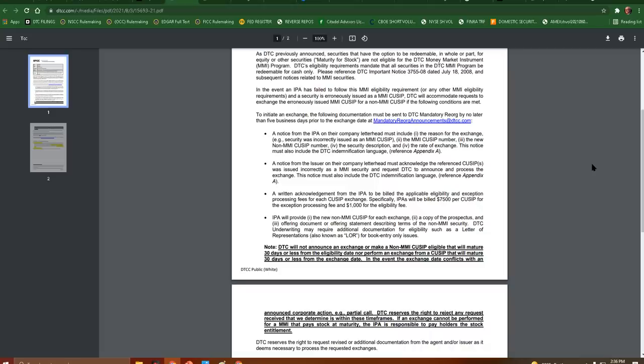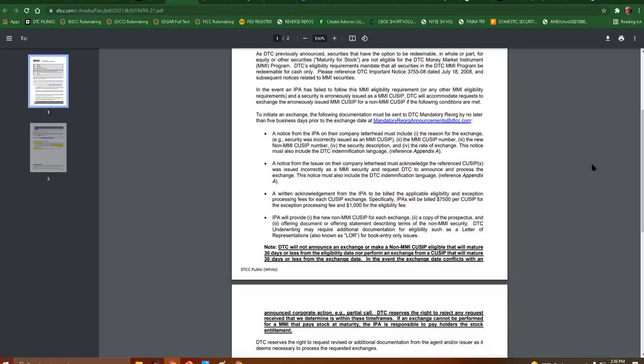Reference Appendix A. A notice from the issuer on their company letterhead must acknowledge the referenced CUSIPs were issued incorrectly as an MMI security and request DTC to announce and process the exchange. This notice must also include the DTC indemnification language, again, reference Appendix A. A written acknowledgement from the IPA to be billed the applicable eligibility and exception processing fees for each CUSIP exchange. Specifically, IPAs will be billed $7,500 per CUSIP for the exception processing fee and another $1,000 for the eligibility fee.